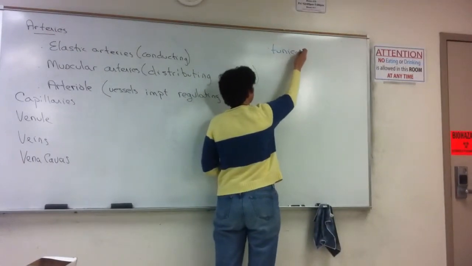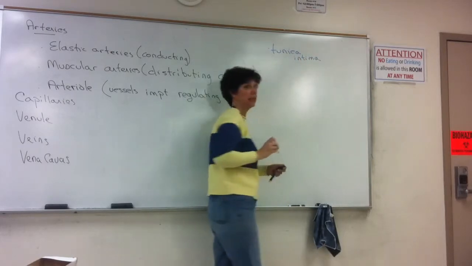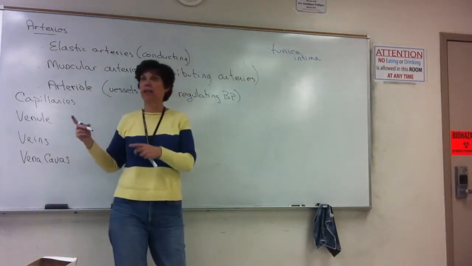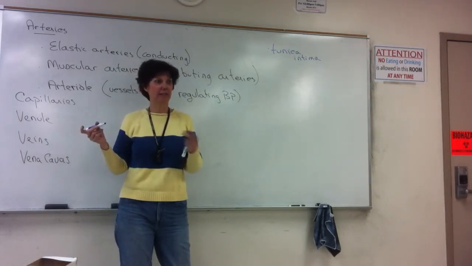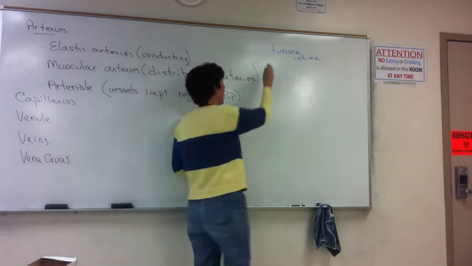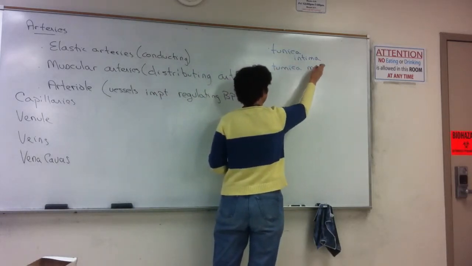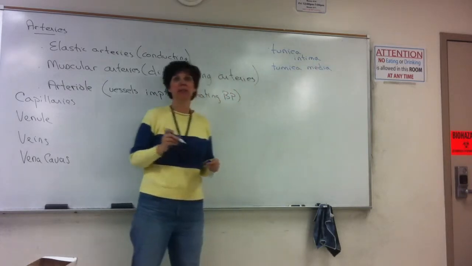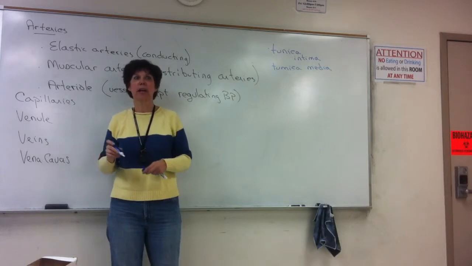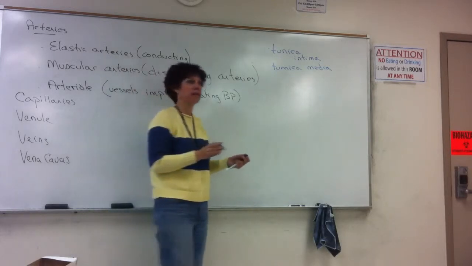The lining is known as the tunica intima. That would be homologous to what layer of the heart wall? Tunica, or other endocardium, okay? And then our smooth muscle layer is known as the tunica media, and that would be equivalent to the myocardium of the heart, which is cardiac muscle. This is going to be smooth muscle.